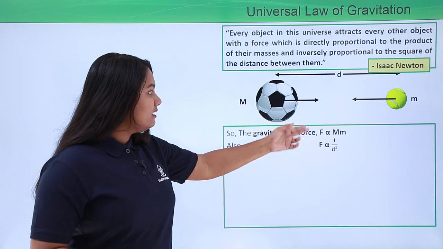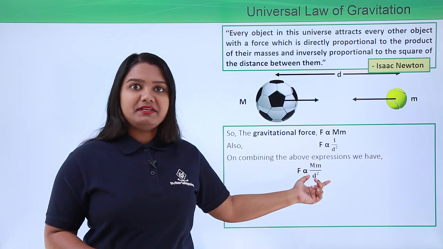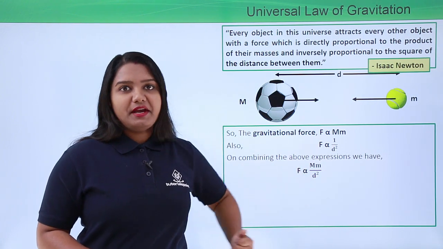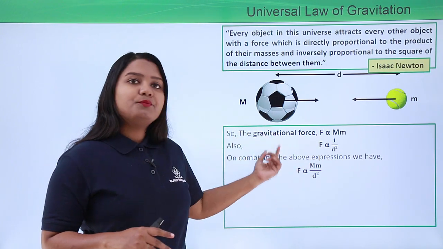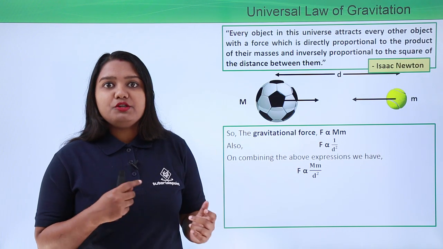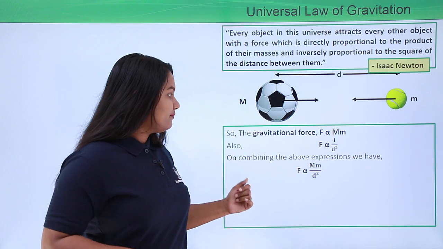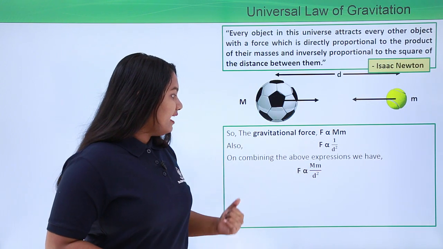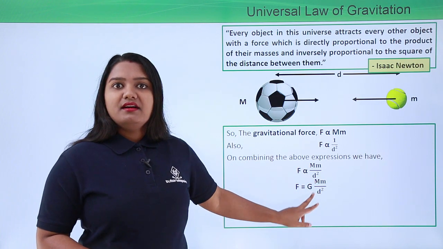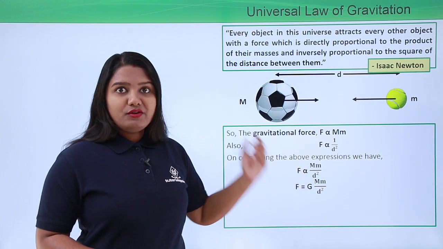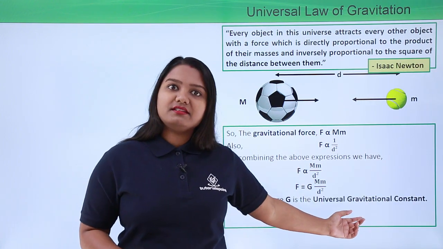Now on combining these two expressions, we have F is proportional to small m into capital M divided by d squared. Now whenever we want to remove the proportionality symbol and put the equality symbol, we need to multiply a constant on either of the sides. Any of the sides you may choose. Let's say we choose the right hand side. So F will be equal to G M m by d squared, where G is a constant which is called the universal gravitational constant.